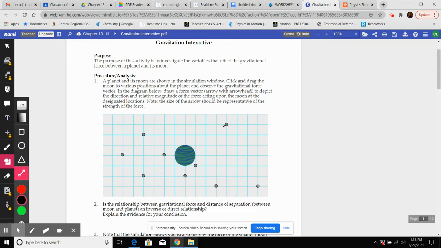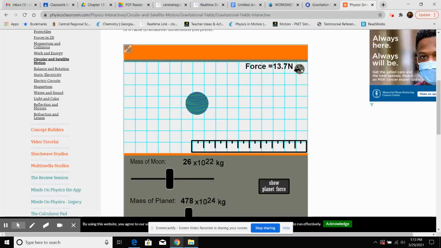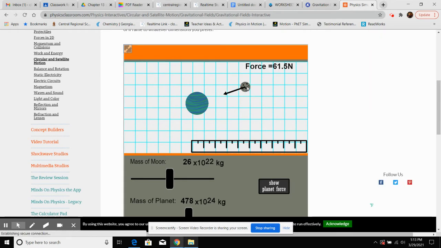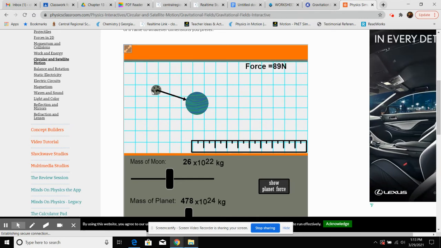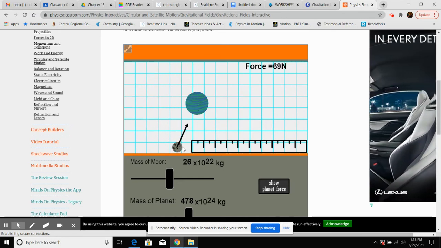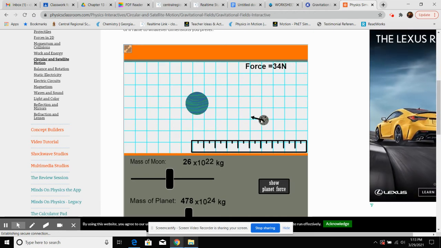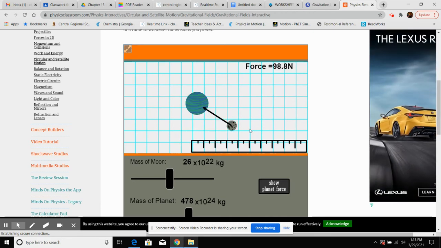We have this one, which technically should be even smaller because it's farther away, but it should still be pointing towards the planet. Now, as you get closer, what we should see is the length, or the magnitude, of the arrow gets bigger. And no matter where we drag it, it's always going to be pointing towards the planet. And why? Well, gravitational forces are attractive forces.